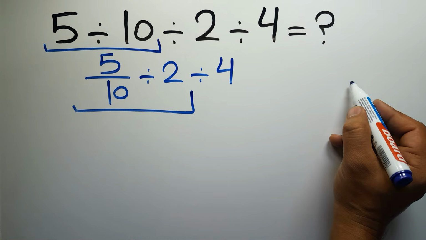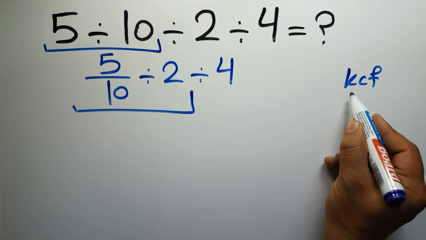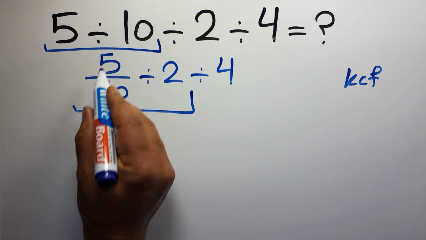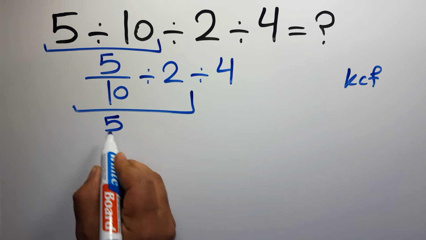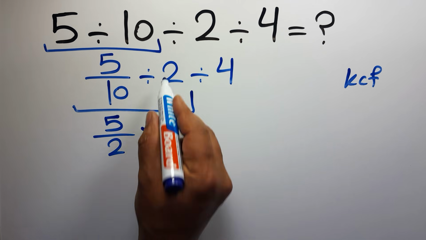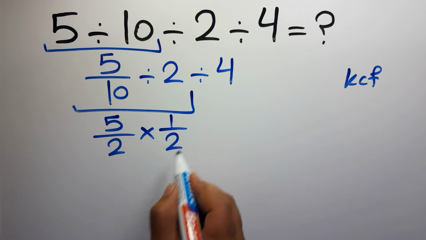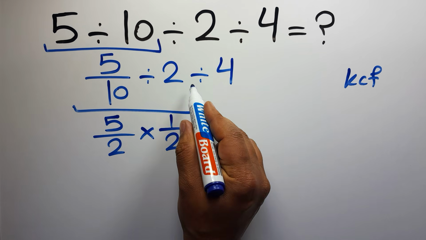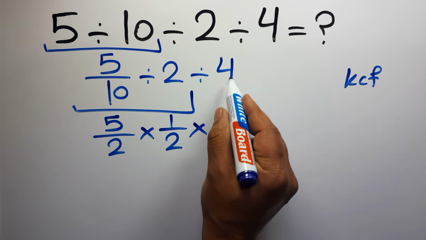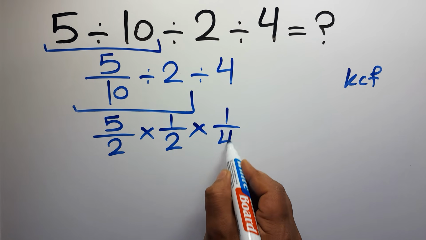According to the KCF rule, K stands for keep, C stands for change, and F stands for flip. We can write keep the first fraction, change division to multiplication, and flip the second fraction. And again here we can apply the KCF rule. So change division to multiplication and flip the second fraction.